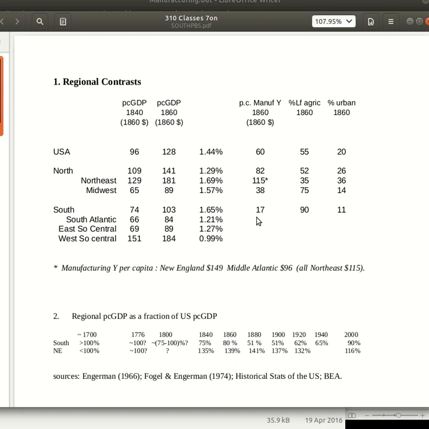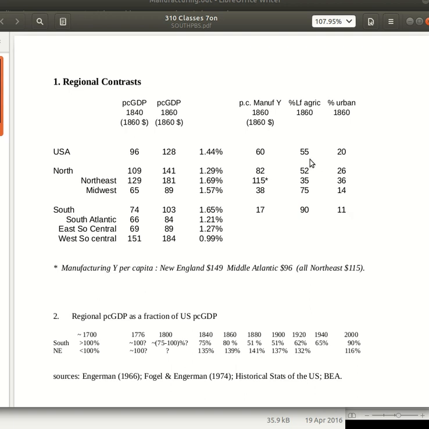So we just want to keep that issue in mind as we move ahead and start thinking about north-south issues, or perhaps better said, freedom-slavery issues. Corresponding to the manufacturing differences, of course, we have the urbanization rates. Here, I'd say the same story, right? We've got the Northeast with 36% urbanization on the eve of the Civil War. The Midwest and the South are very similar to each other at 14 and 11%.